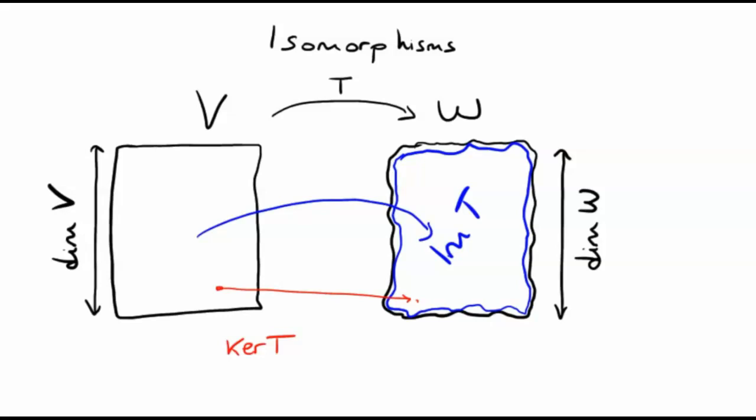What's great about isomorphisms? Well, the main thing is that when you have an isomorphism, you can go backwards. You can go from W to V. That means you can find the inverse of transformation T. In the general case earlier, you couldn't find the inverse of that transformation. So that's it.